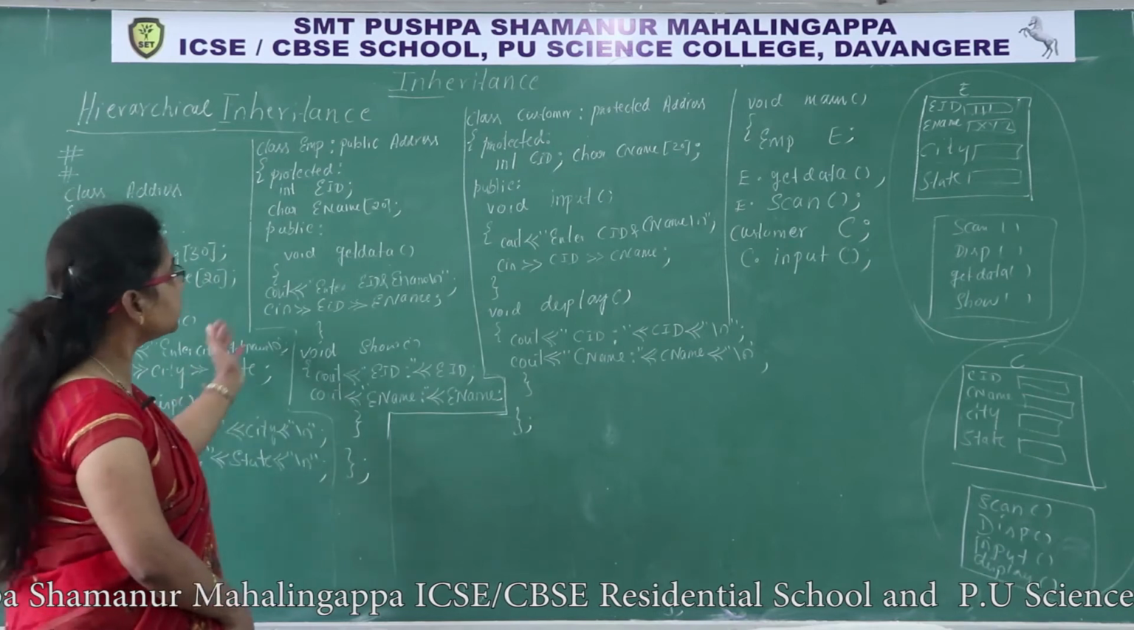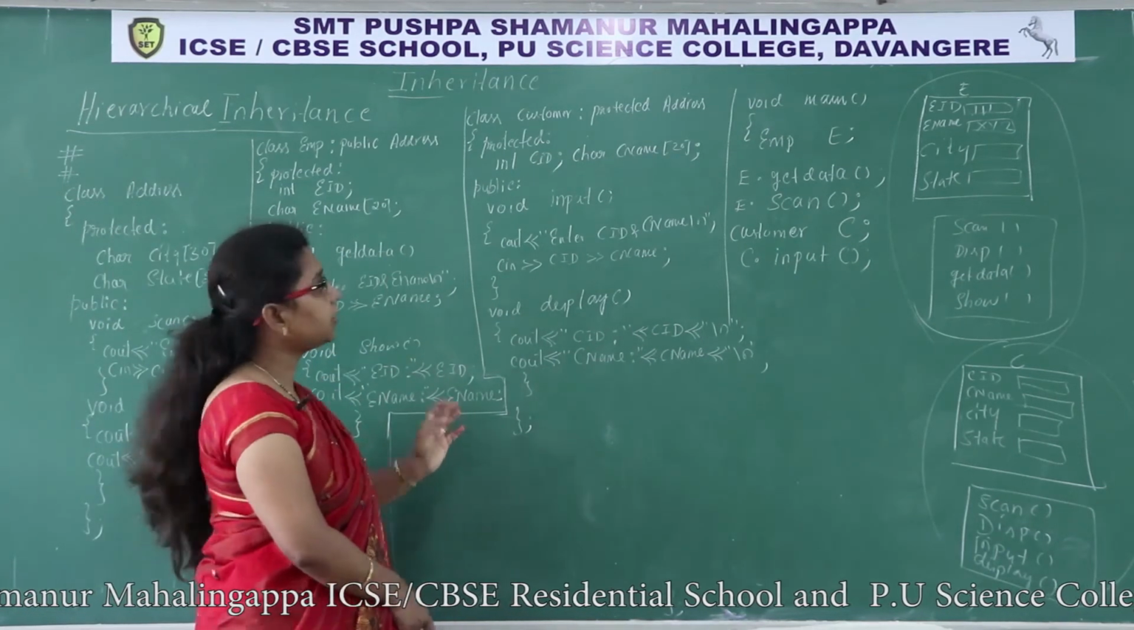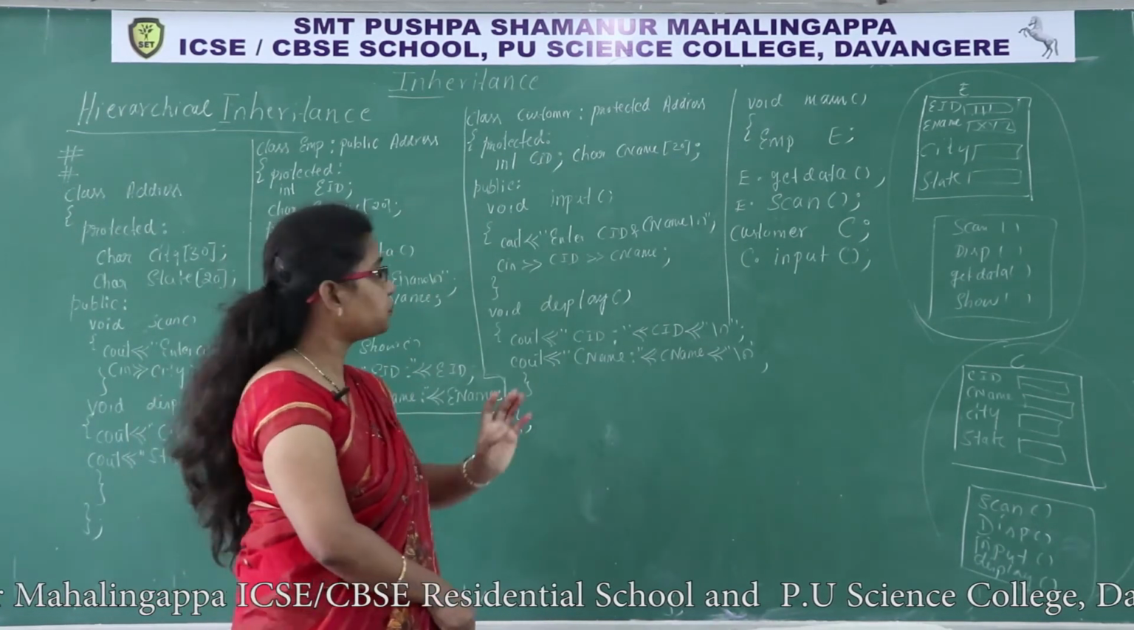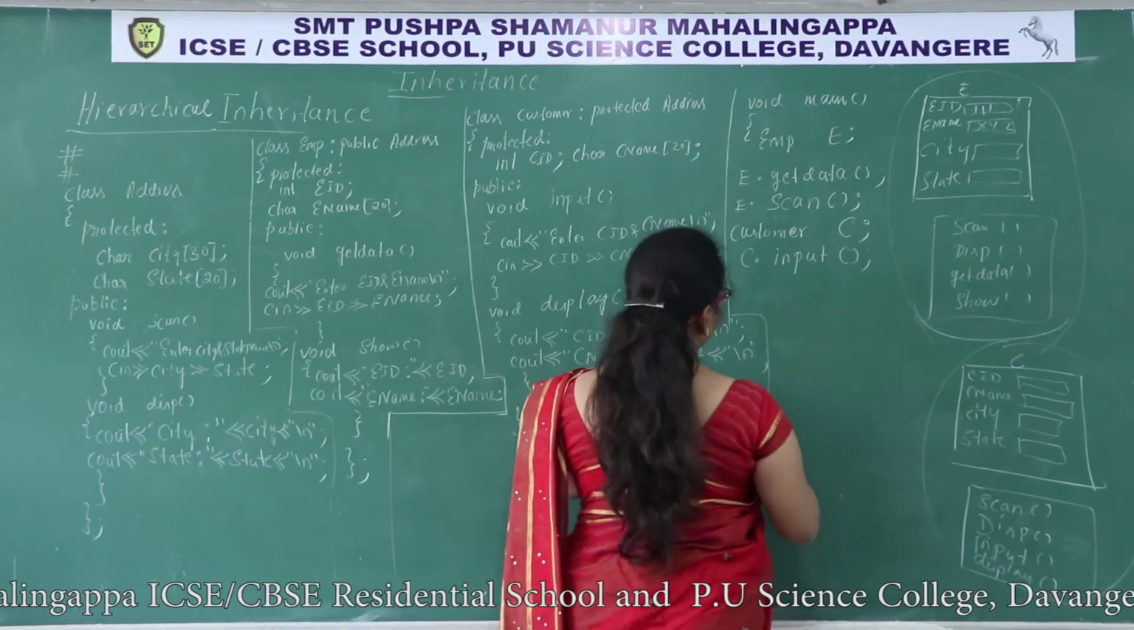Already scan function is inherited to derived class, but it is in the protected section. Is it possible to call like this?